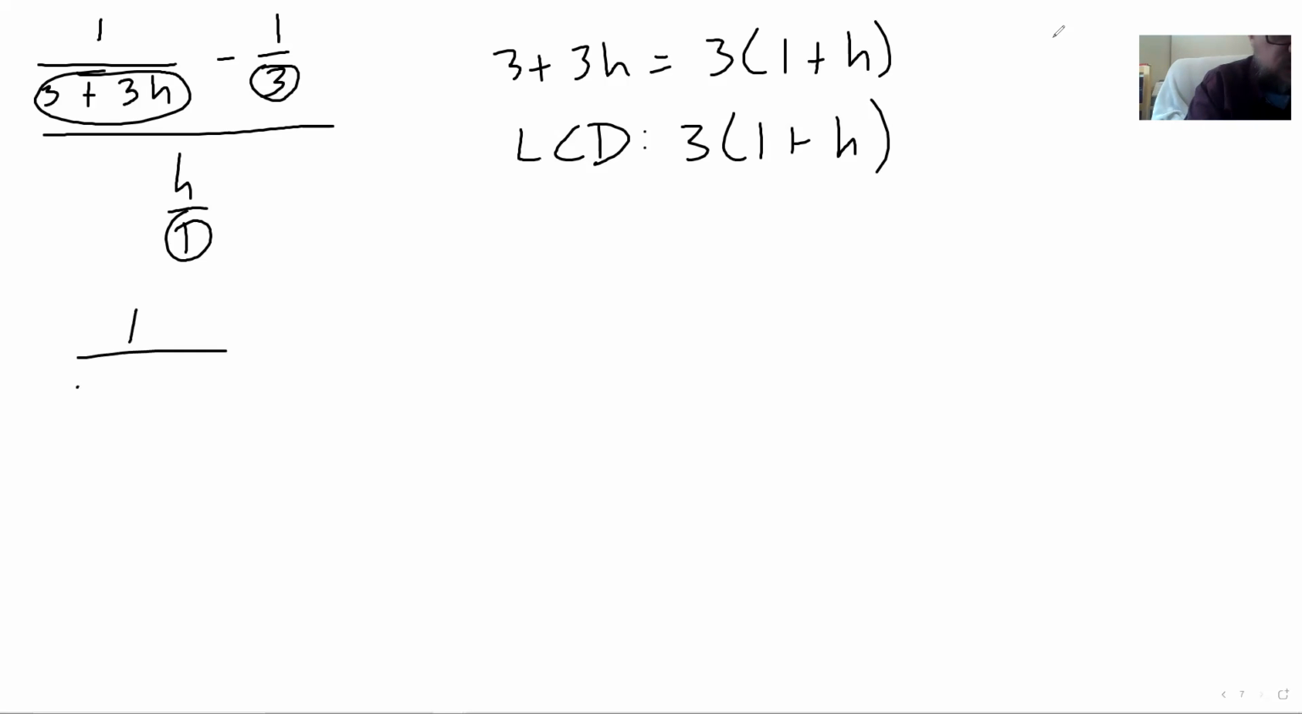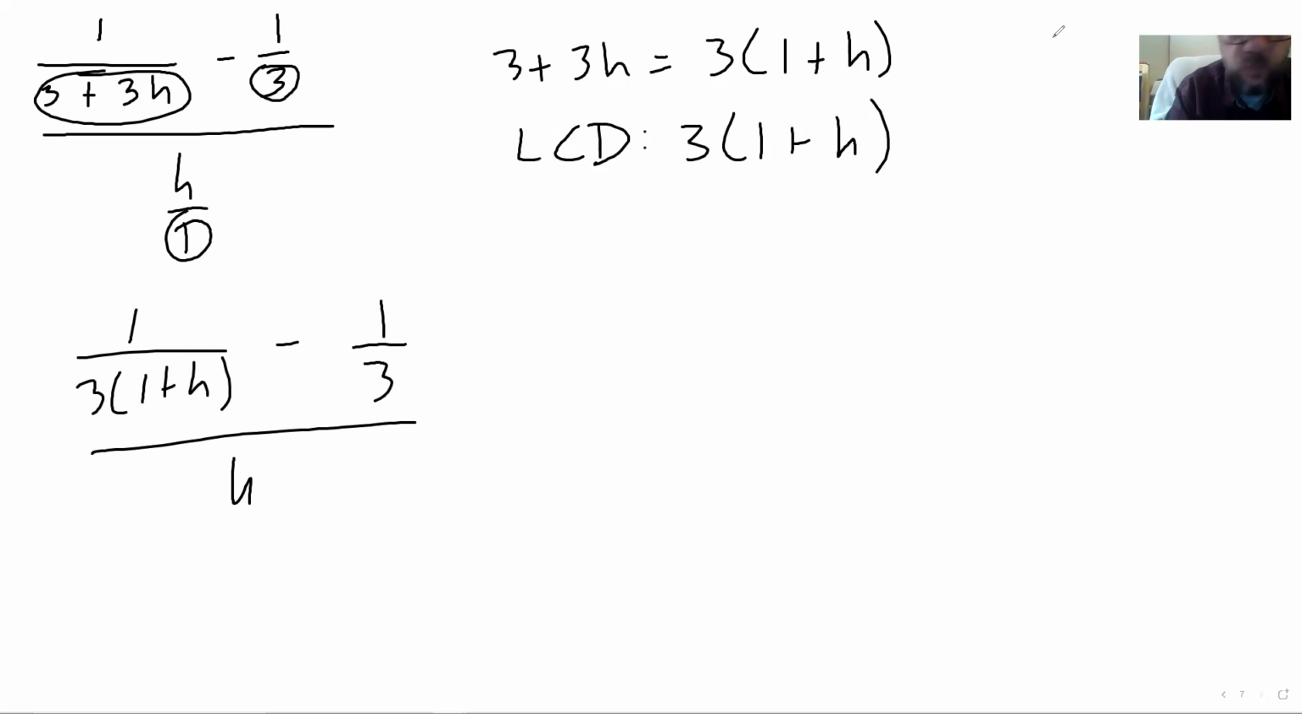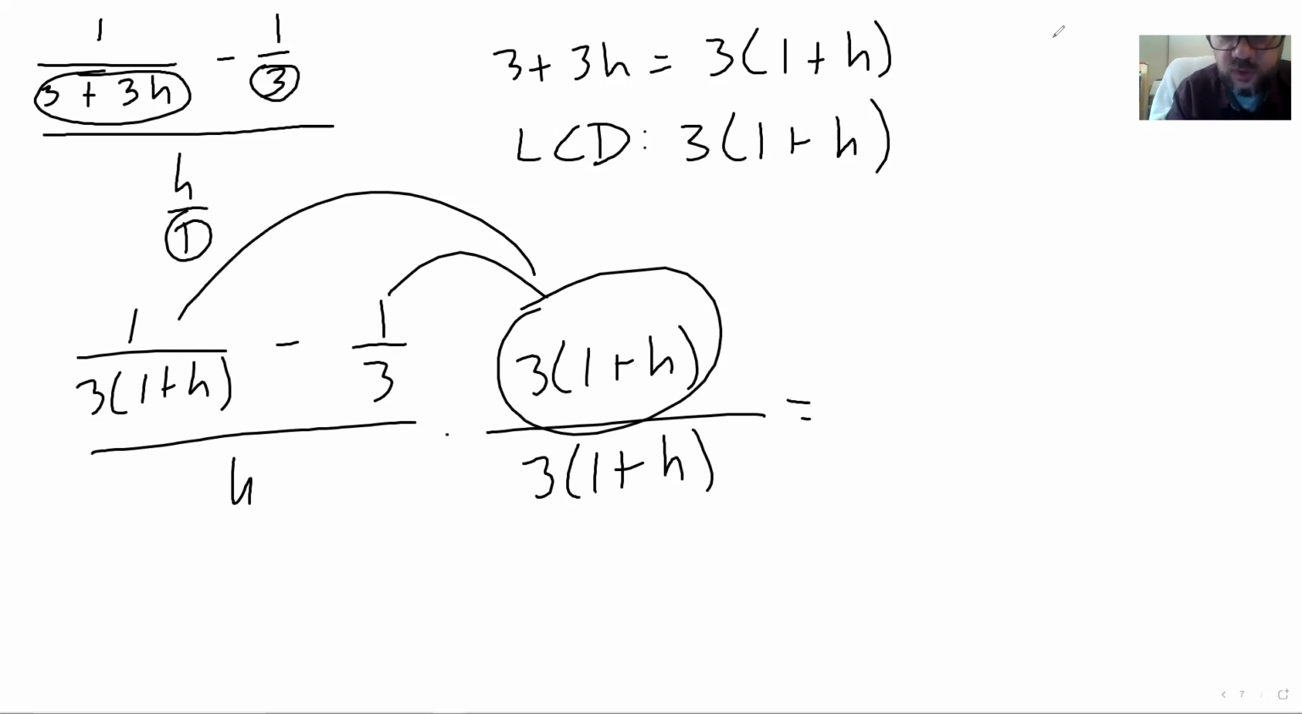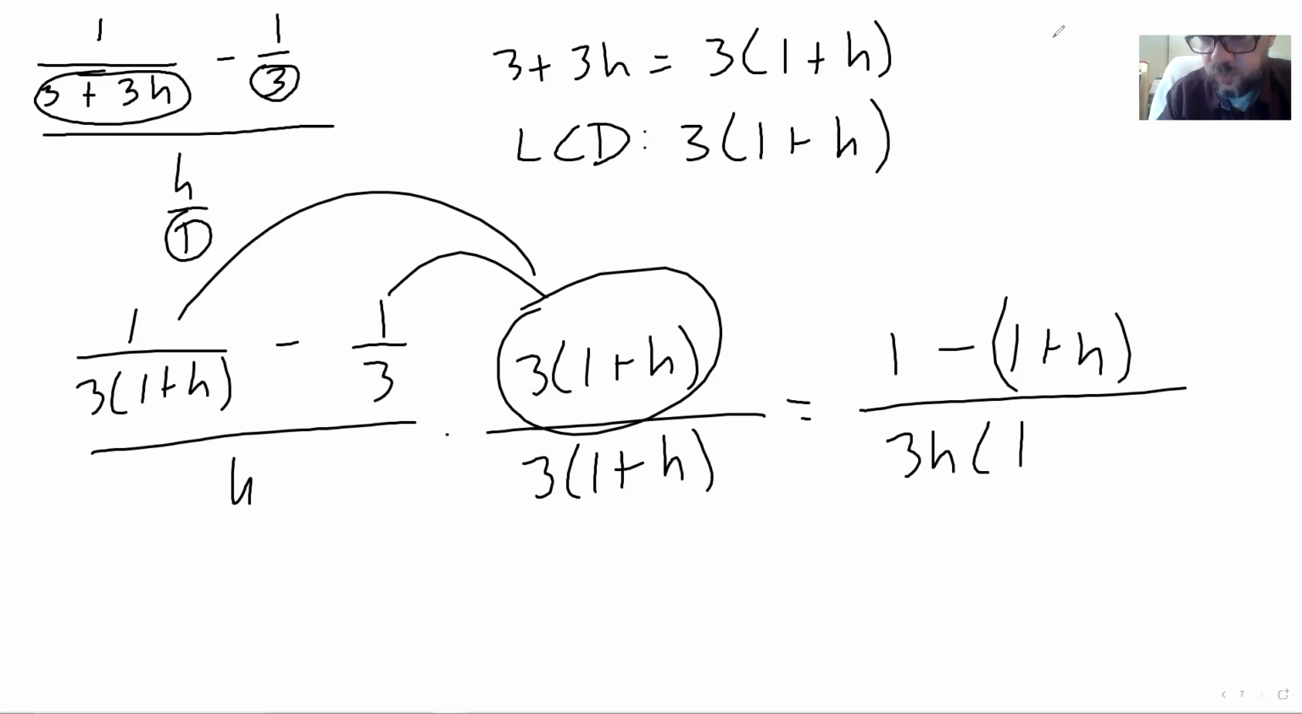So we're going to have 1 over 3 times 1 plus h, minus 1 over 3, all over h. I'm not going to write it as h over 1. You can if you want to, but I'm not going to. It's going to be 3 times 1 plus h over 3 times 1 plus h. And when I multiply, remember that this gets distributed to both things, and each of those 2 terms gets its own fresh copy. So when I multiply 3 times 1 plus h, it cancels with the 1 over 3 times 1 plus h, leaving me just a 1. And then the 3's cancel on the second one, and I just get 1 plus h. And don't forget the parentheses. And then the denominator is 3h times 1 plus h. I simplify the top, and I get 1 minus 1 minus h. So I have minus h on top, and the denominator is 3h times 1 plus h.